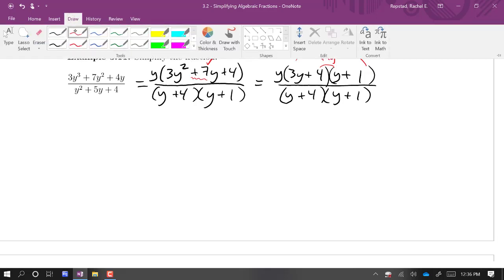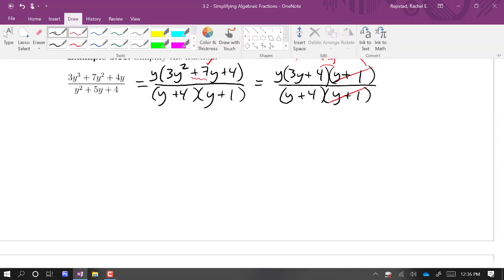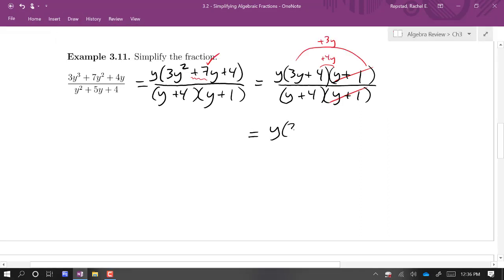Now that we've factored as far as we can, we cancel out the y plus 1, and then we're left with y times 3y plus 4 divided by y plus 4. That is as far as we can go. Y plus 4 and 3y plus 4 are totally different factors, so they're not in common, and we cannot cancel over addition, so we can't cancel the y's.